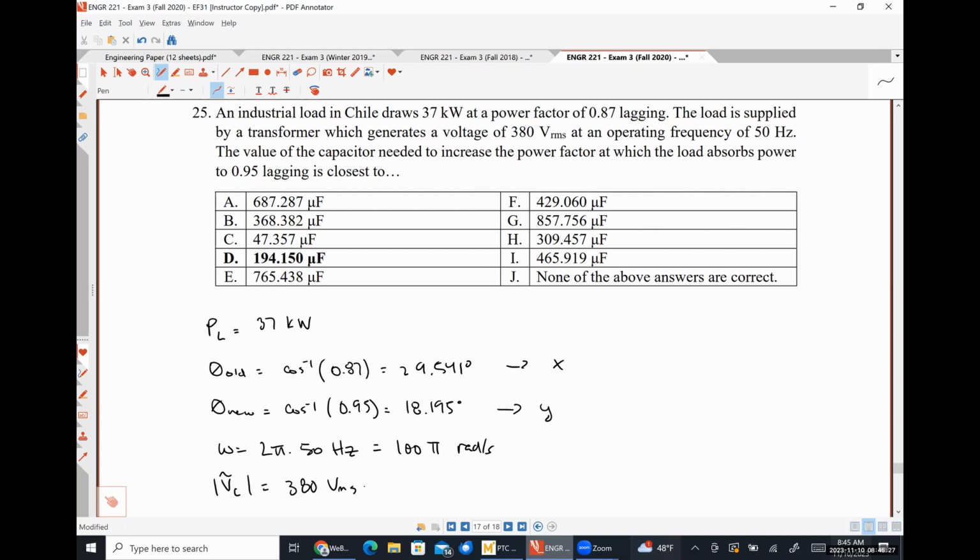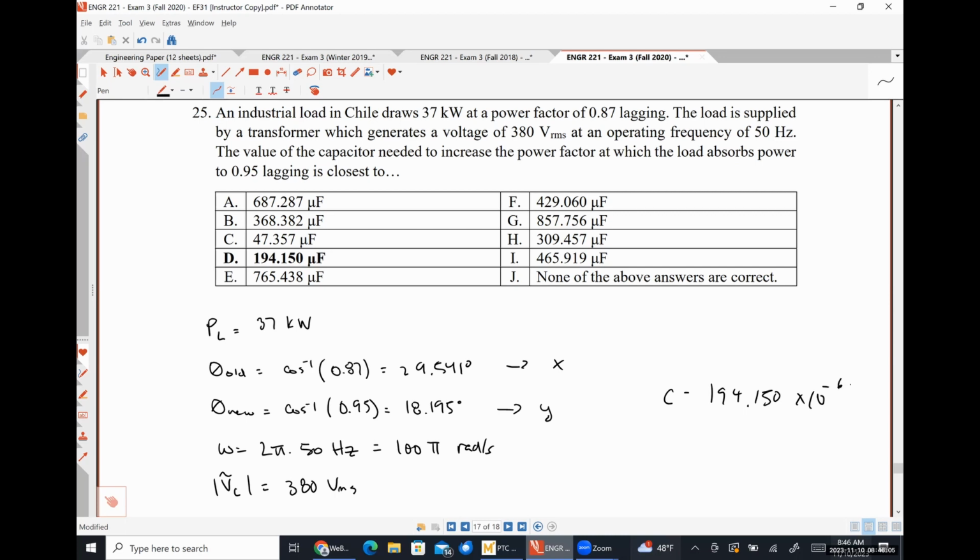So 37,000 times the tangent of X minus the tangent of Y, divided by 100 pi times 380 squared. C is 194.150 times 10 to the minus 6.